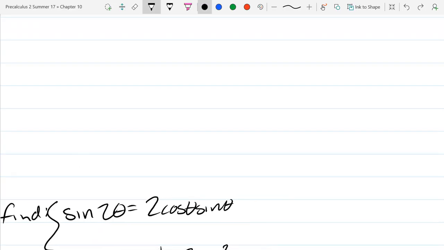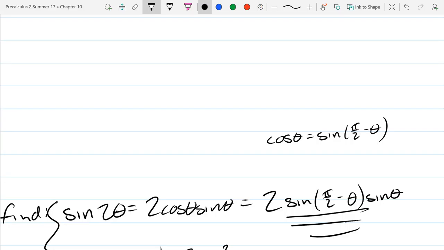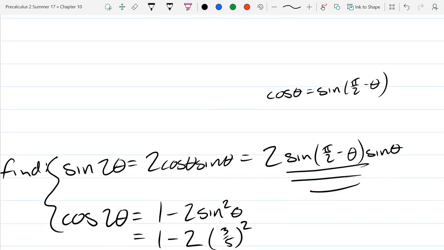Flip a couple pages back. So I could use cos theta equals sine of pi over 2 minus theta. It's not a bad move because I would immediately not have a cosine anymore. But the problem is I now need to figure out what in the world is this value, which I could use a difference formula for. In doing so, I'd reintroduce another cosine theta because the sine of a difference is sine pi over 2 times cos theta minus cos pi over 2 sine theta. So that's not a direction I want to go right now.